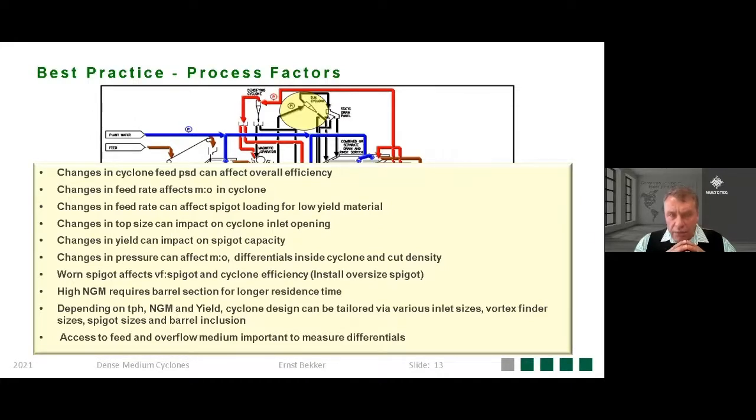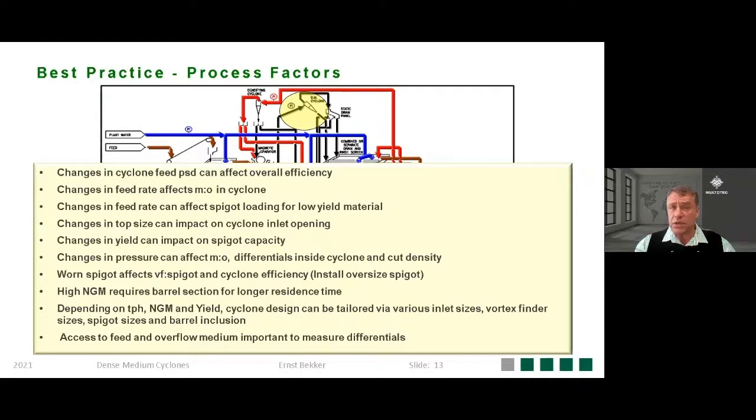Then access to the feed and overflow streams to sample the media. The differential that Frikkie was talking about between the feed and overflow, that's what we use to determine if the cyclone is operating correctly. There's also the overflow and underflow differential that's used more so on coal and in areas where you can access the spigot. That's got a different reference, between 0.02 and 0.05. But most of the time we use the feed to overflow.